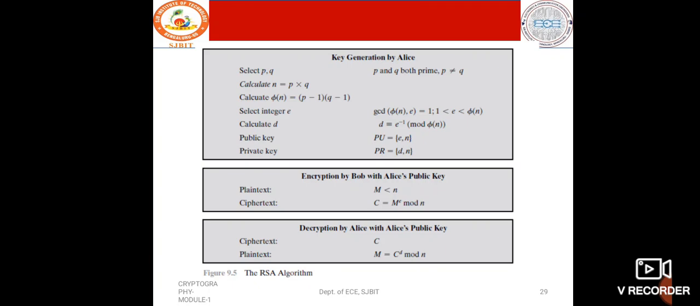Encryption by Bob with Alice's public key: plain text m should be less than n. Ciphertext c is equal to m to the power e mod n. Decryption by Alice with her private key takes the ciphertext, denoted as c. So we can get the plain text, that is m is equal to c power d mod n.